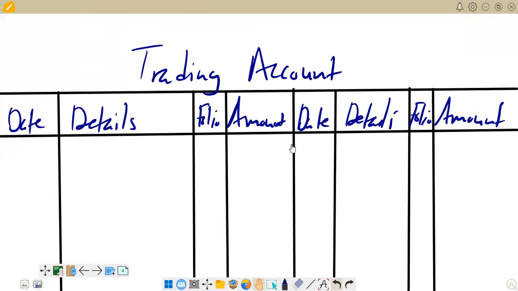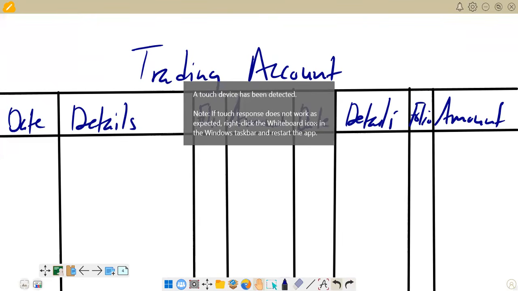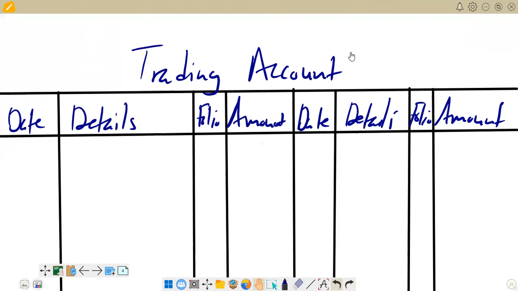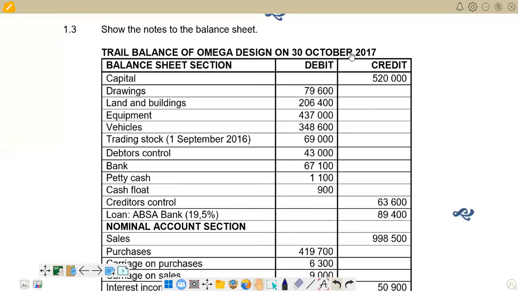So we can go back to the question and try to find out which information we should post under the trading account. From the information that we are given there, you'll see that we can look for information that we should put on the debit or credit side of the trading account. Remember, I said opening stock, we put it on the debit side of the trading account. So we're going to pick our opening stock here, 69,000, and go to the debit side and put that opening stock.